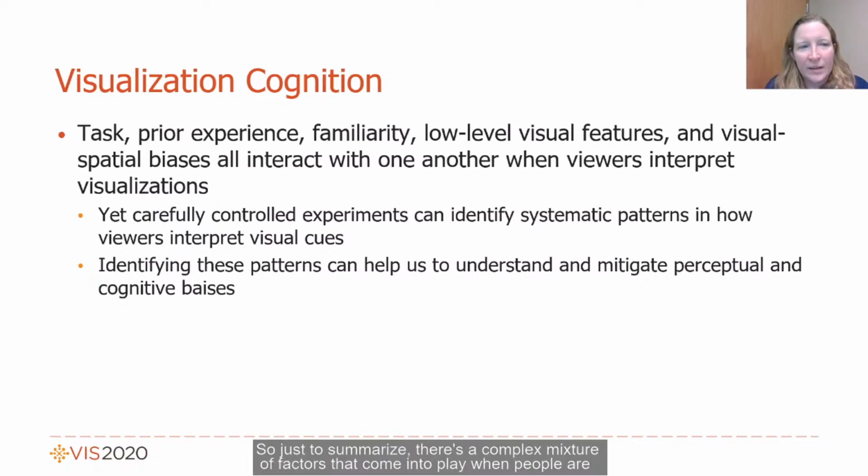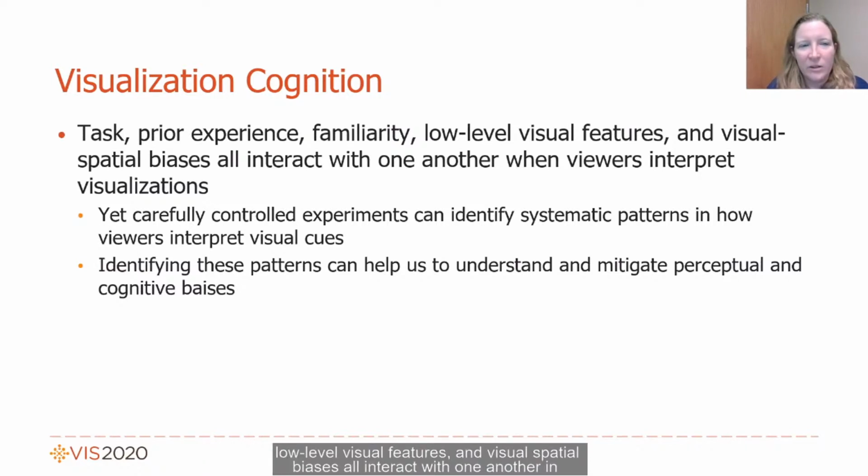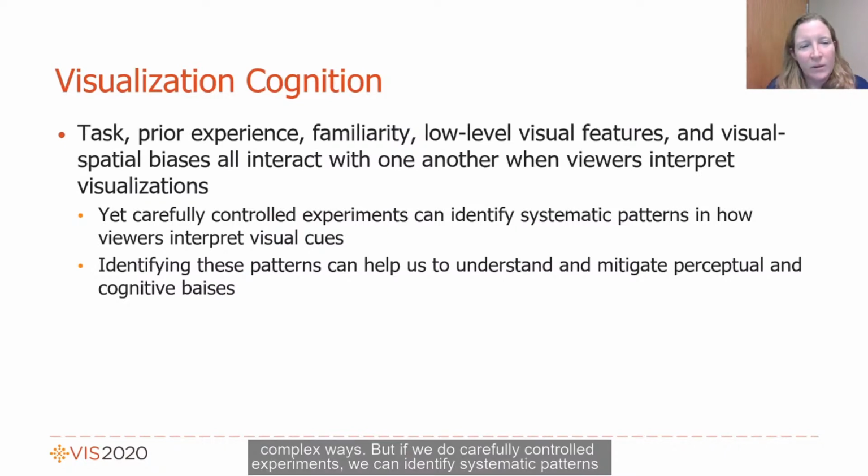So just to summarize, there's a complex mixture of factors that come into play when people are interpreting data visualizations. People's tasks, prior experience, their familiarity, low-level visual features, and visual spatial biases all interact with one another in complex ways. But if we do carefully controlled experiments, we can identify systematic patterns in how viewers interpret visual cues. And that can be very helpful for helping us understand and mitigate perceptual and cognitive biases, and in turn to develop better visualizations for scientific and other communication.